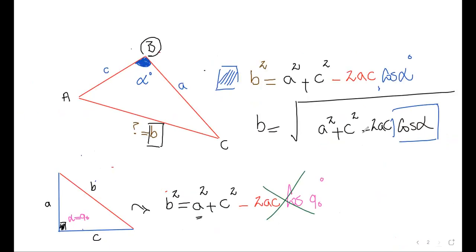Is there a tangent one? No. Just the sine law and the cosine law. But there are other ratios: secant, cosecant, cotangent. Any questions, guys?